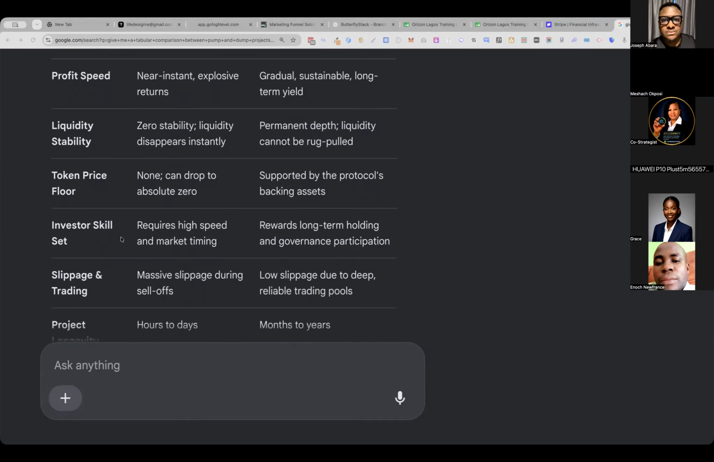Investor skill set requires high speed and market timing. So to do a pump and dump project, you need what? Market timing. You cannot sleep at night. You need to be looking at the project. You need to know when to take out your money, because 1 second that you leave your money there at the wrong time, you lose everything. What of the protocol-owned liquidity project? It rewards long-term holding and governance participation. It rewards longer-term holding.